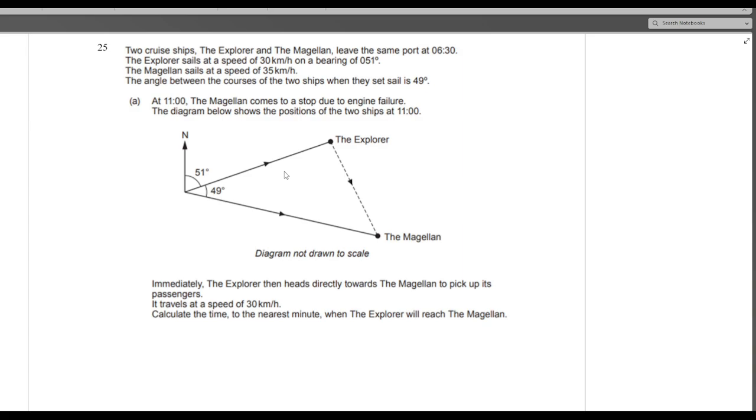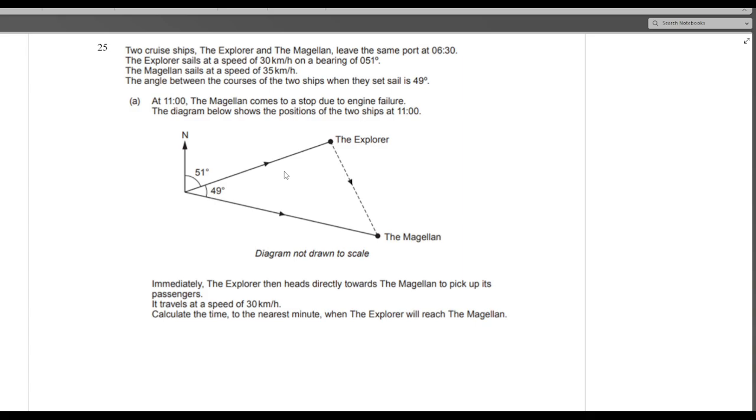At 11, the Magellan comes to a stop due to engine failure. The Magellan started at 6:30 and its speed is 35 km per hour. So the time it took from 6:30 to 11 is 4 hour 30 minute, that is 4.5 hours. Now in 4 hour 30 minute, how much distance will it cover?